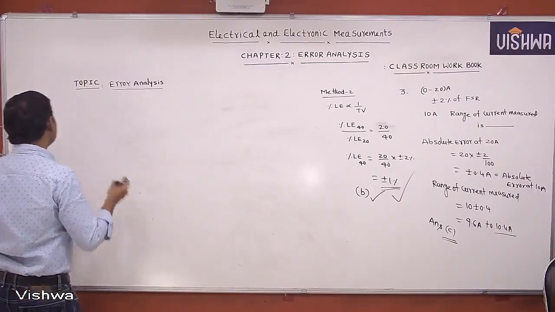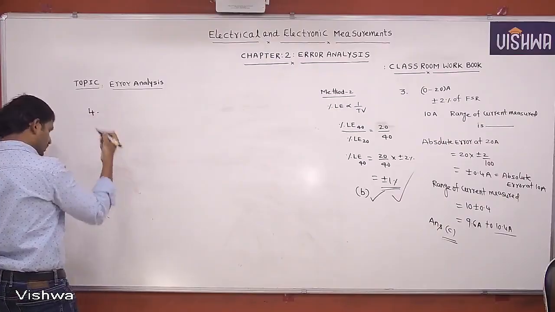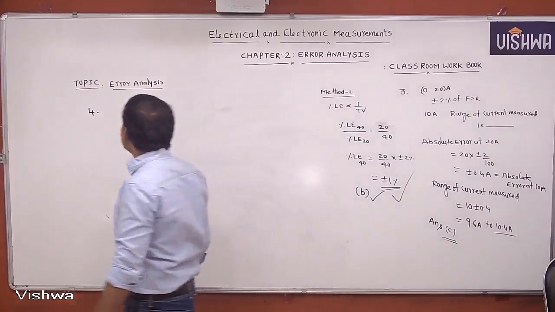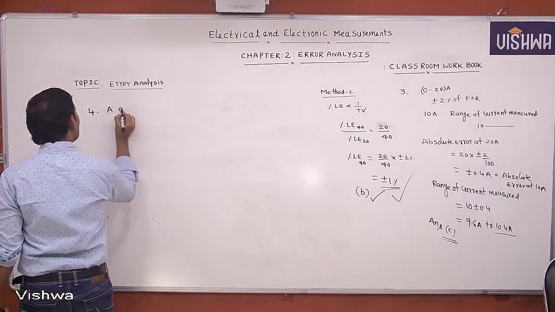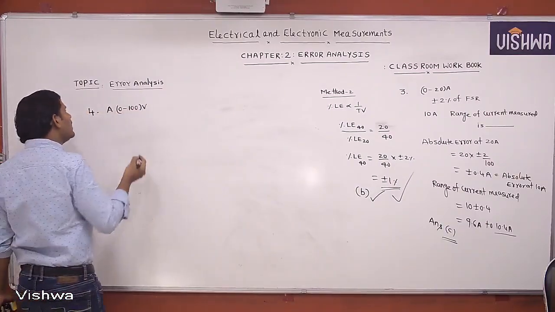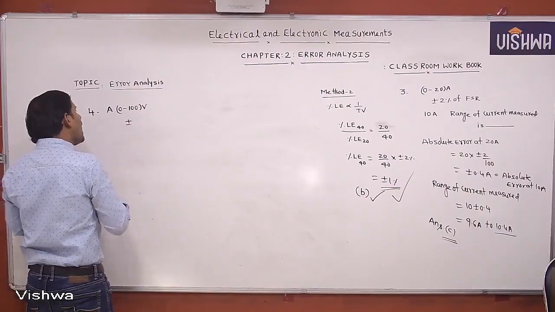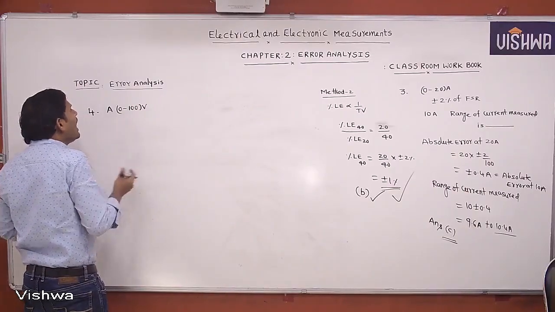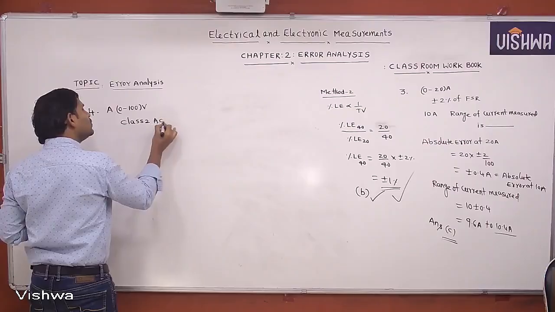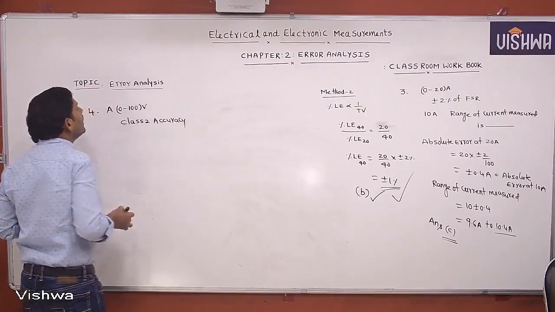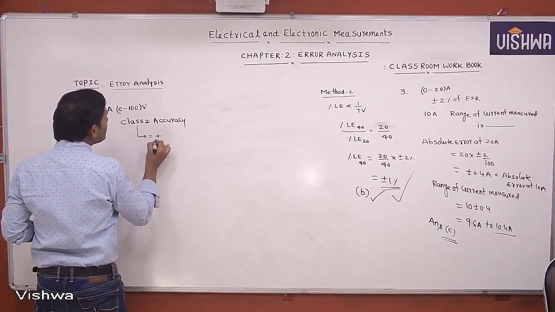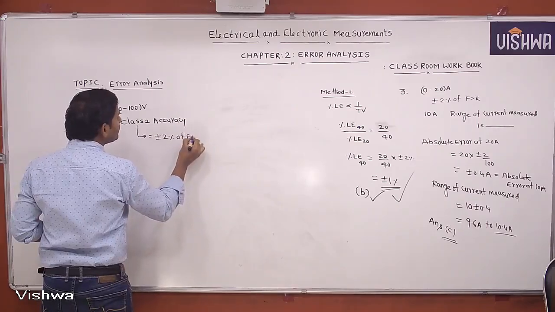Read the question. What is given? A 0 to 100 volts voltmeter having class 2 accuracy. What class 2 indicates, I told already: plus or minus 2% of full scale reading.